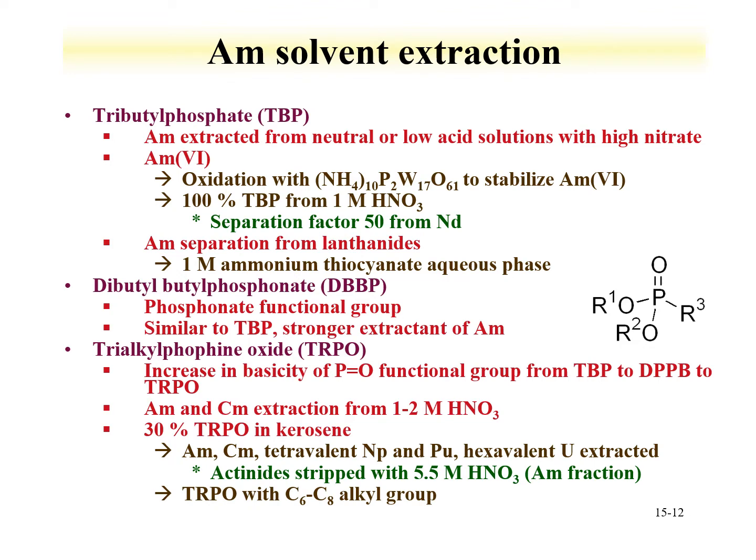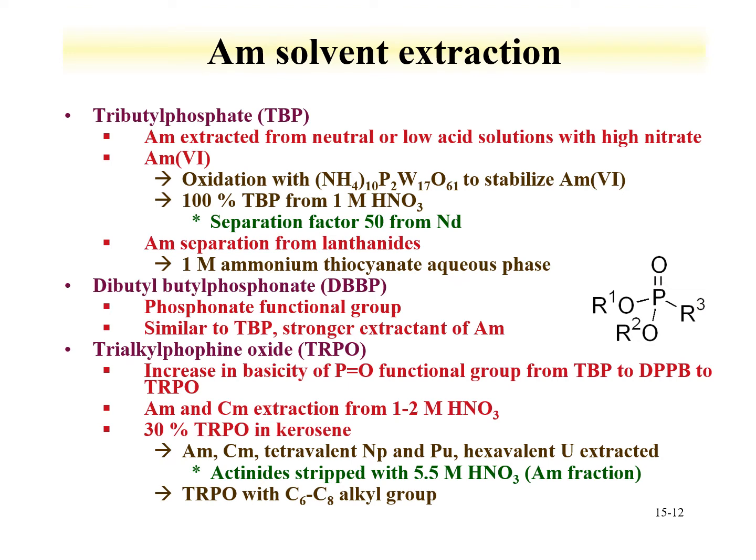There's other separations, dibutyl butyl phosphonate. It's a similar functional group to tributyl phosphate, and it's shown to be a stronger extractant for americium than tributyl phosphate. Trialkyl phosphine oxides, as shown here, increase the basicity of the P=O group from tributyl phosphate to the dibutyl butyl phosphonate to this molecule here, so that we can increase the extraction of americium.